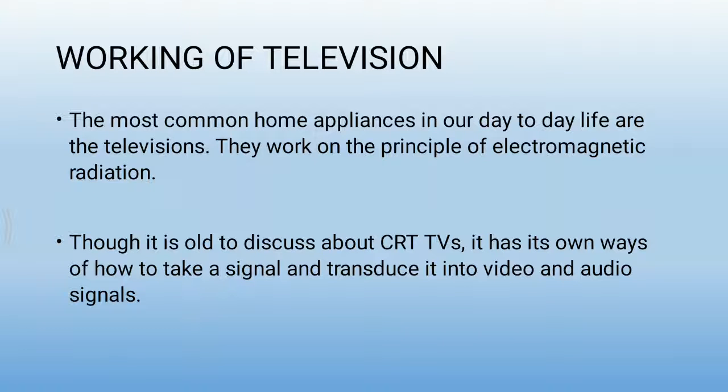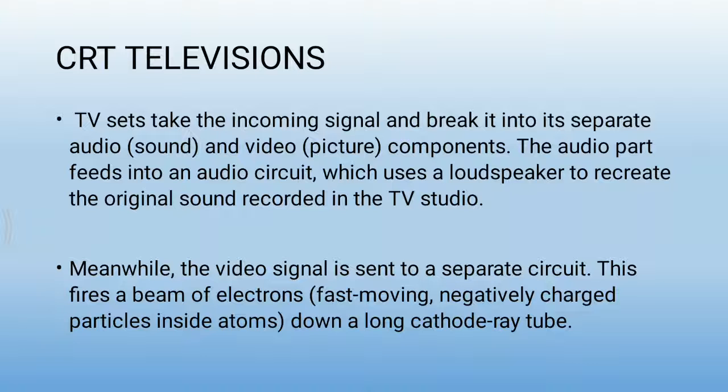One of the most important home appliances, which has turned into a necessity these days, is the TV. Electromagnetic radiation plays an important role in TV. TV receives a signal from outside, from a satellite, and then converts it into the picture we see every day. Though it's a little bit old, cathode ray tube TVs are a very good example of how electromagnetic radiation has a good influence on our life.